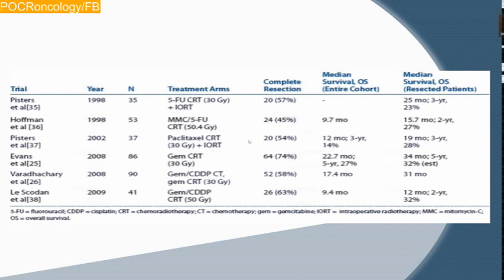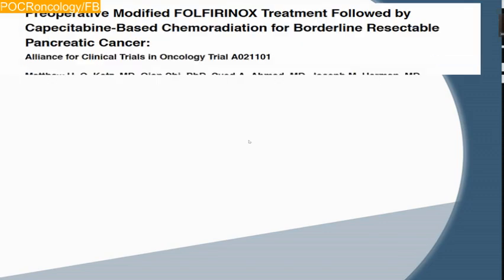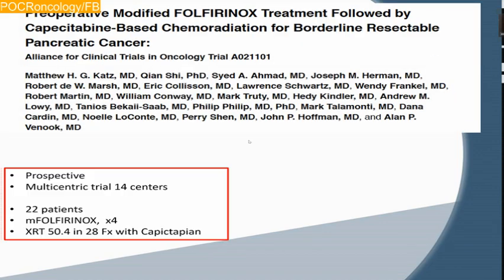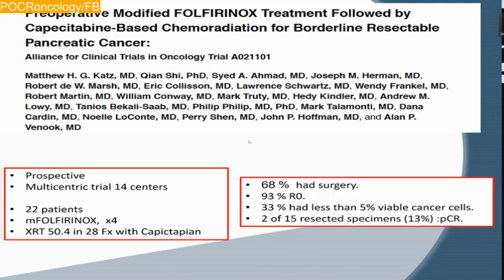We have complete resections in up to 70%, and we have good survival. All those are old. The new one, I'm going to allude to what Dr. Hamed mentioned, the Alliance trial. This is a United States trial. It was actually a feasibility study to do a trial in multiple centers in the States. It is multicenter, 14 centers, single arm prospective, 22 patients, modified FOLFIRINOX, then they go for radiotherapy 50 in 28, modern radiotherapy as well.